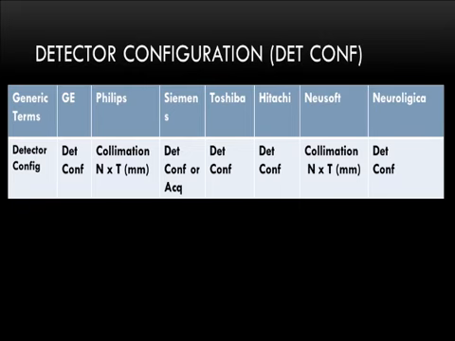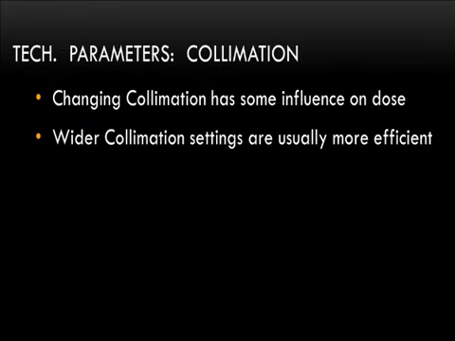What is it called? Luckily, it's mostly called the same thing. I shortened this from the lexicon because I couldn't get all the words on there. But detector configuration is either called detector configuration or collimation by all the manufacturers. Actually, Siemens calls it acquisition. Sometimes it just says ACQ next to it there. All right. Changing collimation has some influence on dose.